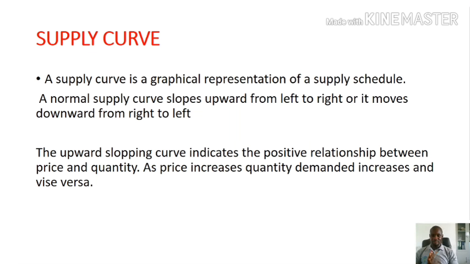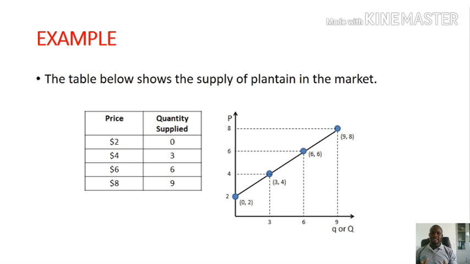So that is why the supply curve slopes upward from left to right, because as price increases, quantity supplied increases and vice versa. The vice versa simply means that as price falls, of course, quantity supplied is going to fall in the market. Are we there? Now this is a critical example of what a supply schedule and a supply curve looks like.